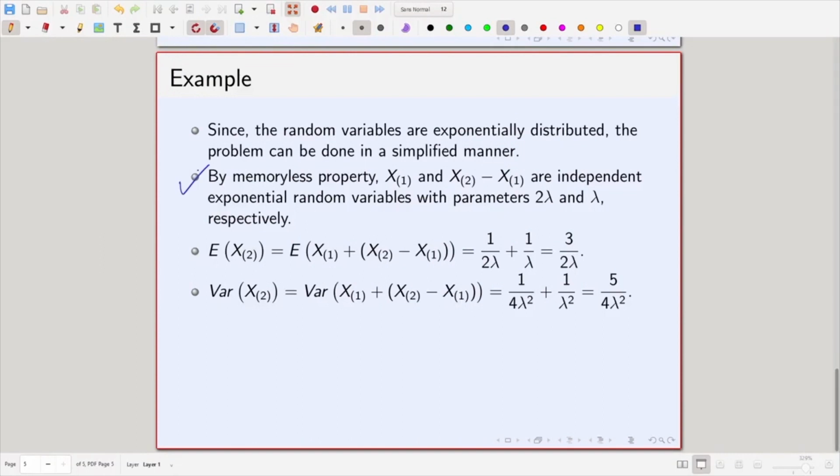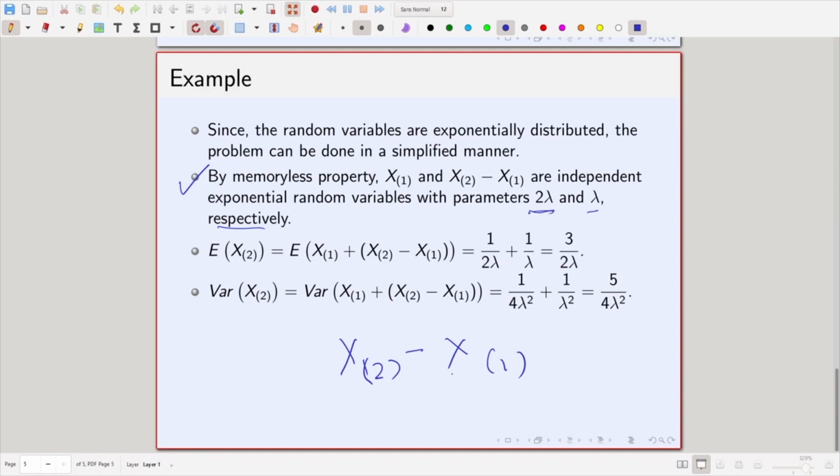Now by the memoryless property, X1 and X2 minus X1 are independent exponential random variables with parameters 2 lambda and lambda respectively. Why is that? Because what is this X2 minus X1? That is just simply like the remaining. X1 is basically the minimum of two exponentials, right? So you know that has to be again an exponential random variable with parameter 2 lambda. But now the claim is this X2 minus X1 and X1 are again independent.